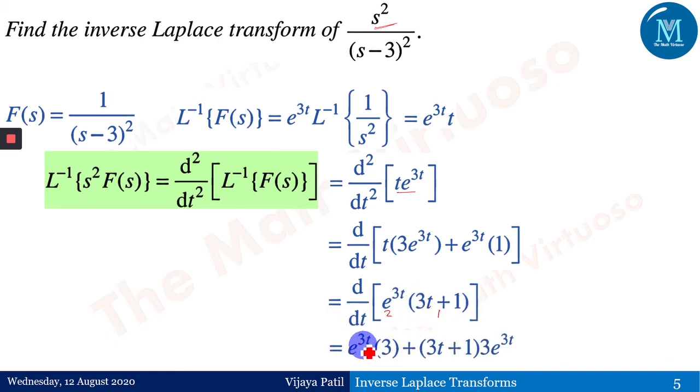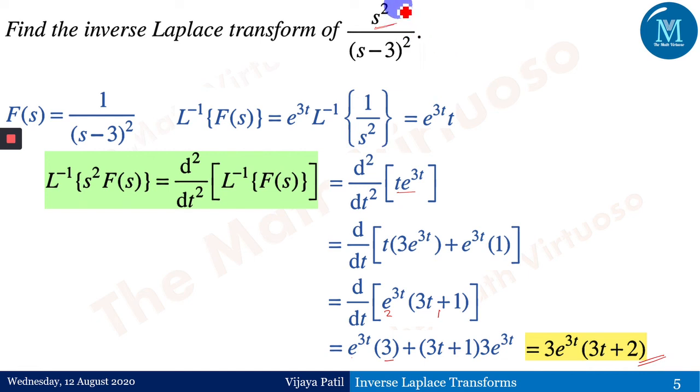Again, differentiation of the first function, that is 3t plus 1, that is 3 over here, and the second function as it is, that is e to the power 3t, plus the first function as it is, that is 3t plus 1, into differentiation of the second, that is 3 into e to the power 3t. And therefore this is the final answer: 3 into e to the power 3t into 3t plus 2 is the answer for this particular example. So we have done here the 2 times differentiation.